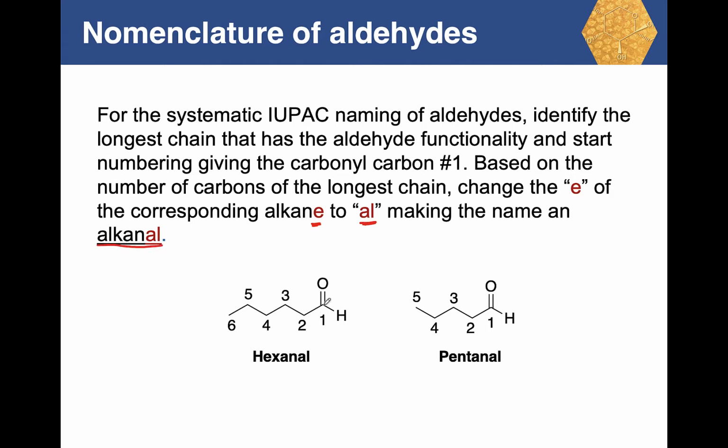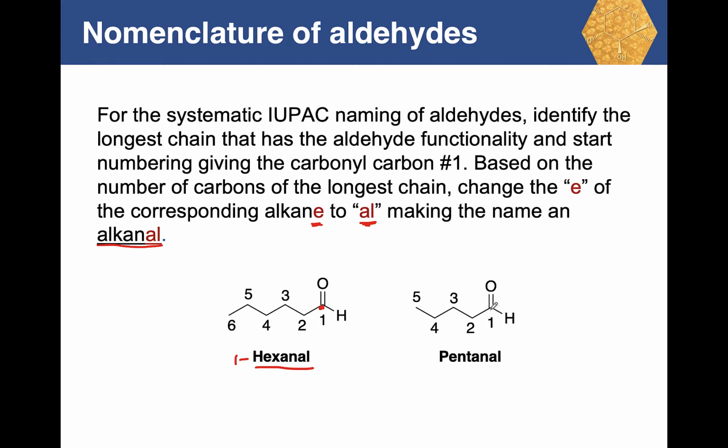So this molecule here has 6 carbons, and as we said on the previous slide, we start numbering here. So 1, 2, 3, 4, 5, and 6. Hexane goes from E to Al, so it's hexanal. You could put a 1 here, 1-hexanal, to indicate that the aldehyde functionality is in position number 1. But it will always be in position number 1, so that's understood.